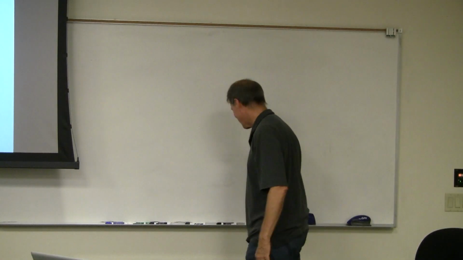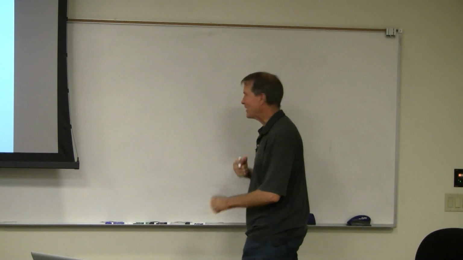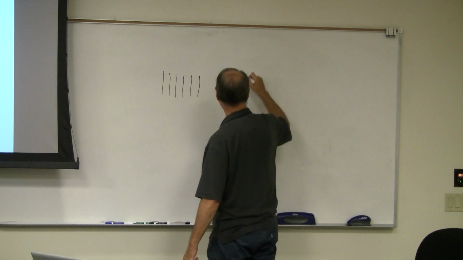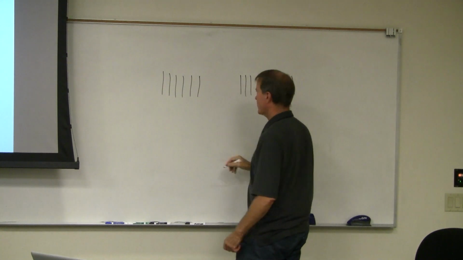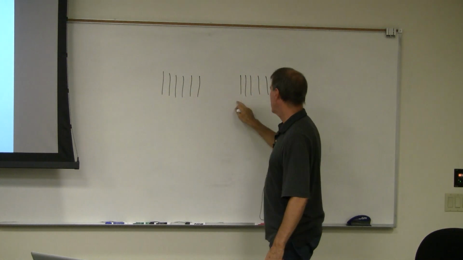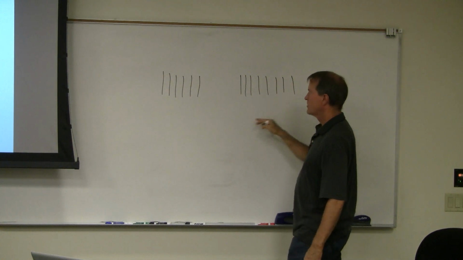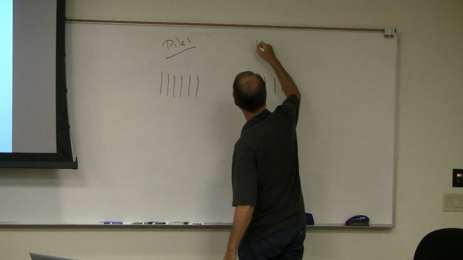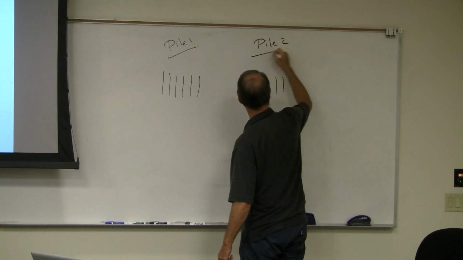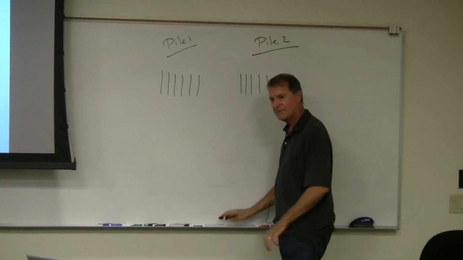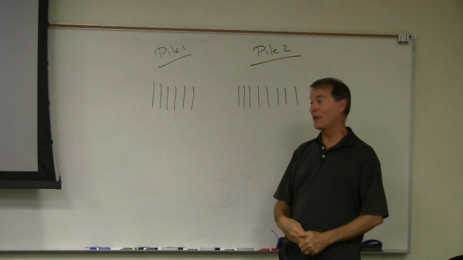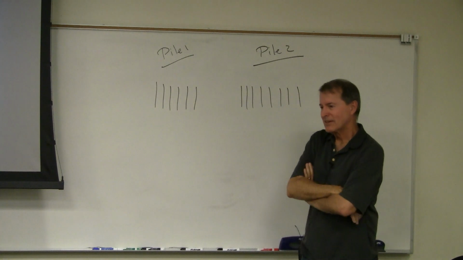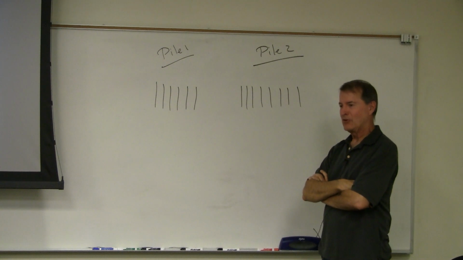Okay, so here we go. Are you ready to play? All right, so let's go. Here there's 1, 2, 3, 4, 5, 6. 1, 2, 3, 4, 5, 6, 7, 8. So here's pile 1, and here's pile 2. We need two contestants to play each other. Okay, how about, Danny, how about you and Shane play? Who wants to go first?